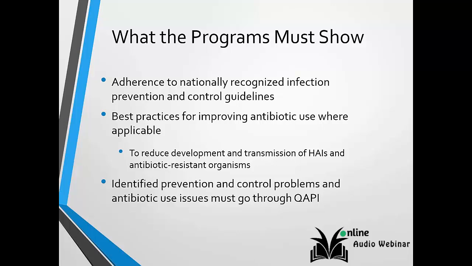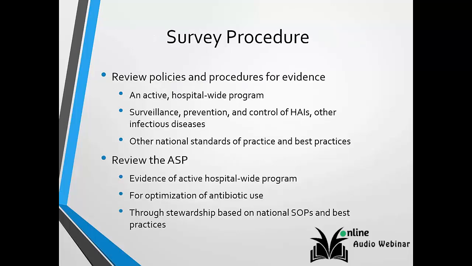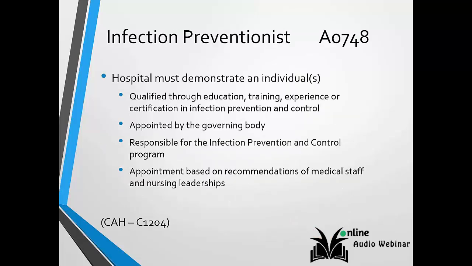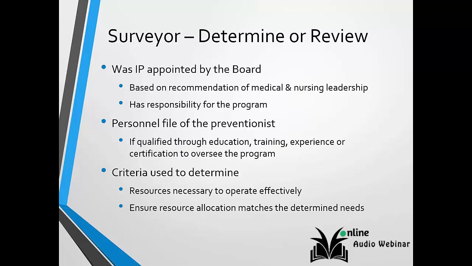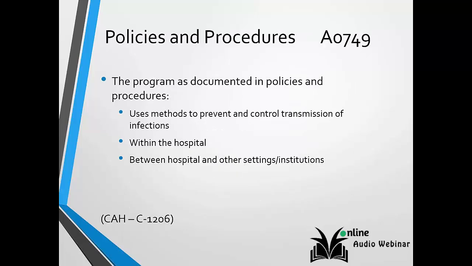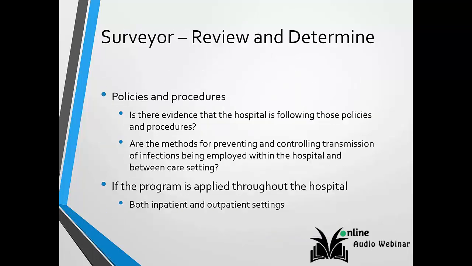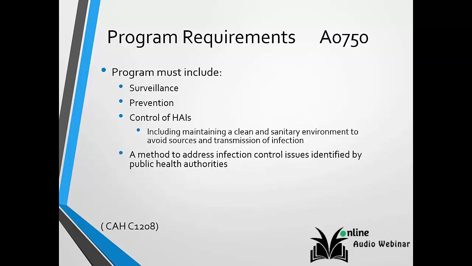What does your program have to show? This is a must. It's not a should, but a must. One thing, they want to look at your policy and procedures. They came up with some new changes, some new wording. Infection preventionist. The program always has to rely on your policies and procedures. You have to focus on your efforts to control and prevent these infections at all levels. It is also very imperative that you look at your multi-drug resistant organisms and your healthcare associated infections.